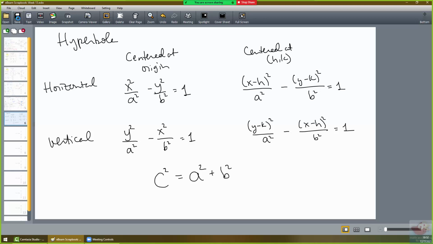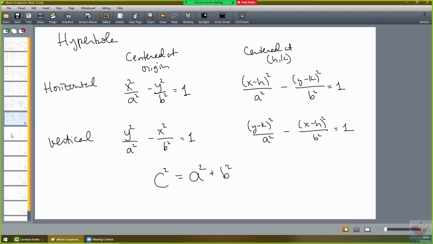So let's try one. We'll do a graph where it's not at the origin. I'm trying to think if we can get away with doing one. I would never give you one that's not centered at the origin that has a radical in it, because that would be awful. So I apologize.